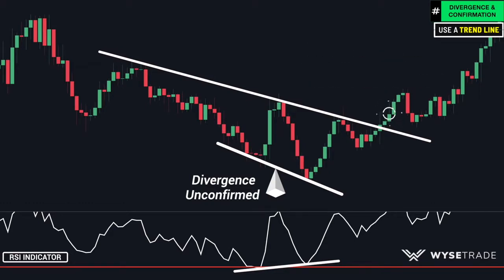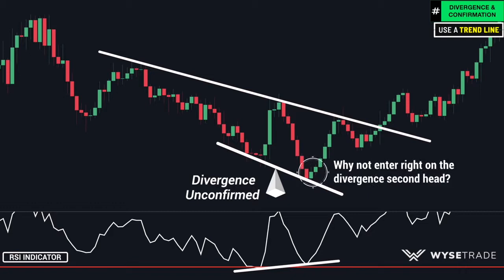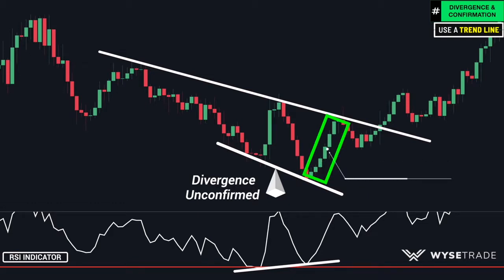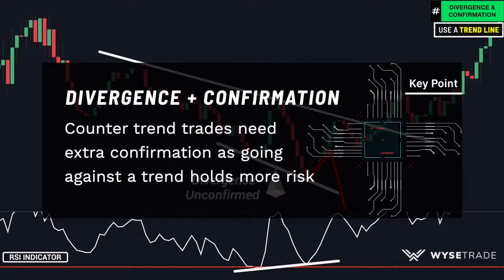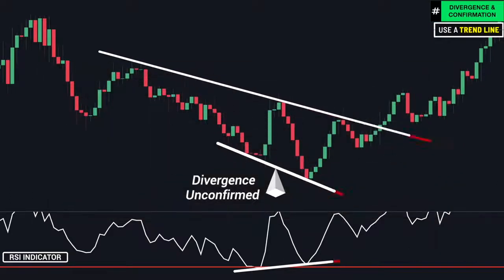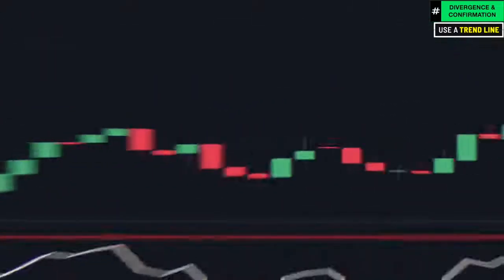So you are probably thinking, why not just jump right into a trade at the second head of divergence here? Well, you don't know this move would occur, meaning price could have pulled back slightly and then continued down. Again, you are going counter trend, and counter trend trades need extra confirmation as they hold more risk. So this works the same with stocks.